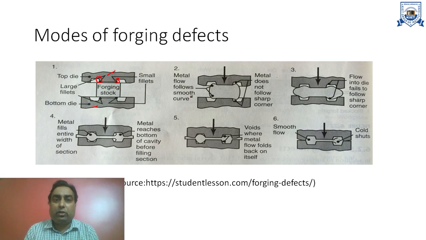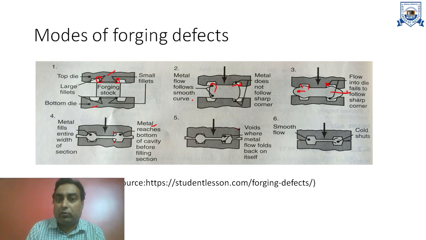Now whenever this job is getting pressed, whenever load is being applied, what will happen? This material does not follow the sharp corner. This material will flow ahead. While whenever we are leaving this particular radius, then material will be able to flow very smoothly. Flow into the die fails to follow the sharp corner. The material will move ahead while these corners are left. Here the material will flow, but gradually these corners will be filled up. So we can say here in the fourth stage you can see the metal reaches the bottom of the cavity before filling the section. The material is flowing here, but this corner point is left. Here corner points are left, but subsequently they will get filled up.